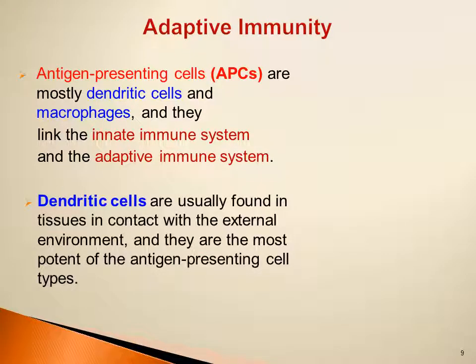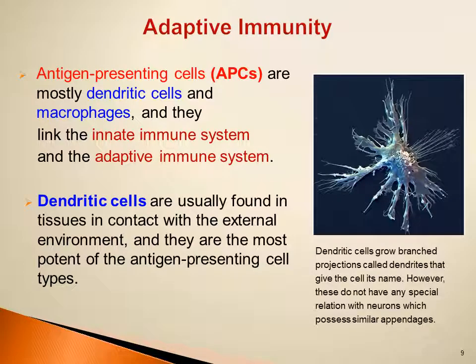The dendritic cells are usually found in tissues in contact with the external environment, and they are the most potent of the antigen presenting cell types. Here you can see dendritic cells that have branched projections called dendrites. That's why we call them the dendritic cells. These projections are similar to those present in the neuron, but they have nothing to do with the neurons. The dendritic cells are not specialized neurons, so be careful.